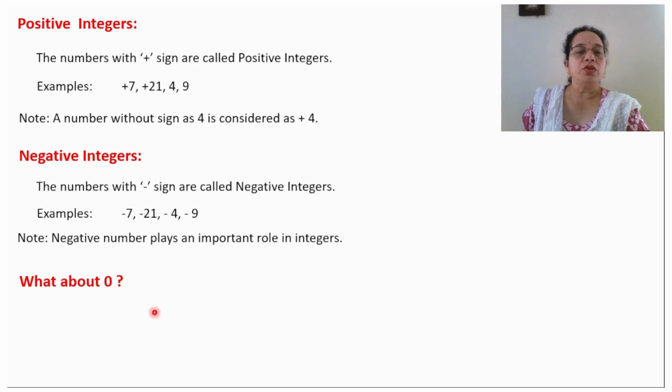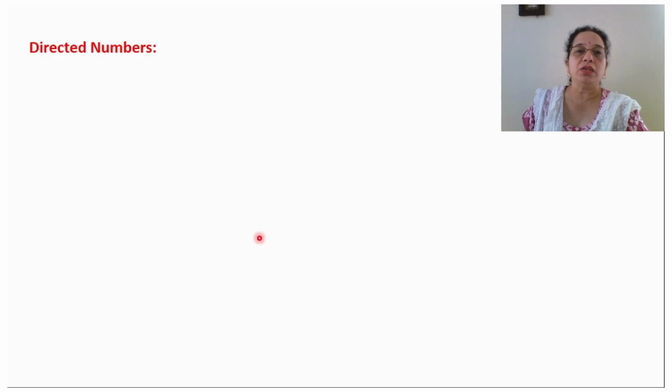And what about 0? Here I have talked about all the negative numbers, all the positive numbers. Then what about 0? So, a very important concept. 0 is neither positive nor negative. With 0 we don't write plus sign or minus sign. 0 means only 0.